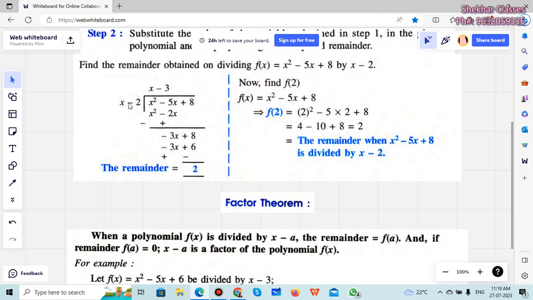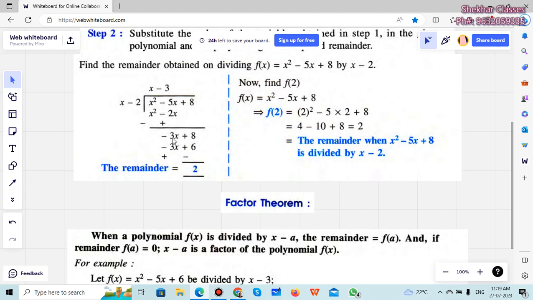So I need to multiply by minus 3. So minus 3 into x is minus 3x. Then this x minus 2, the entire thing, will get multiplied by minus 3. So minus 3 into minus 2 is what? Plus 6. We will write it accordingly. Then we subtract: minus becomes plus here. This is 8 and this is plus 6, it will become minus 6 here. Subtract: minus 3x and plus 3x becomes 0. 8 minus 6 is 2. So we get the remainder 2.